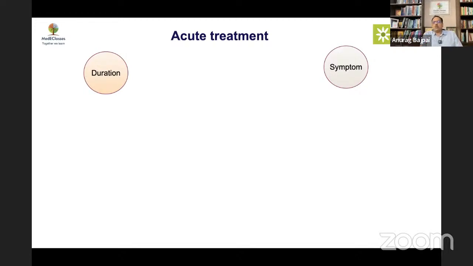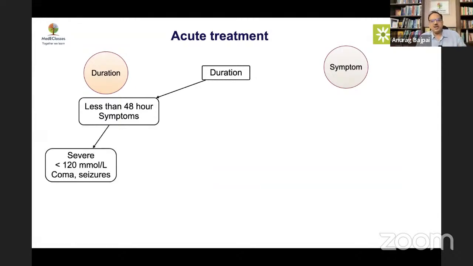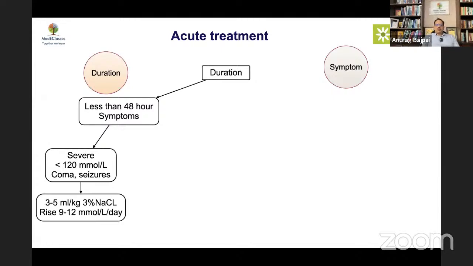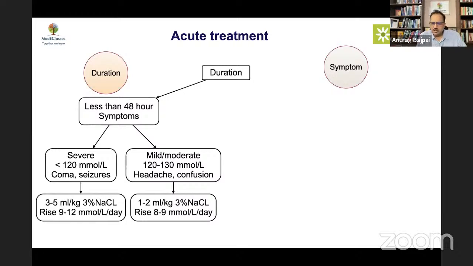Now, often you may not know the duration. So we have put that also as a caveat. If the duration is less than 48 hours, the child was fine 48 hours ago and suddenly there's a problem and the symptoms are severe, sodium is less than 120, coma, seizures, this is an emergency. You have to do everything to salvage the child. So you give 3 to 5 ml per kg of 3% saline and a rise by 9 to 12 millimoles per liter per day. If you have mild to moderate symptoms, sodium 120 to 130, headache, confusion, you will give a small push of 1 to 2 ml per kg of 3% saline, with a rise of 8 to 9 millimoles per liter per day.